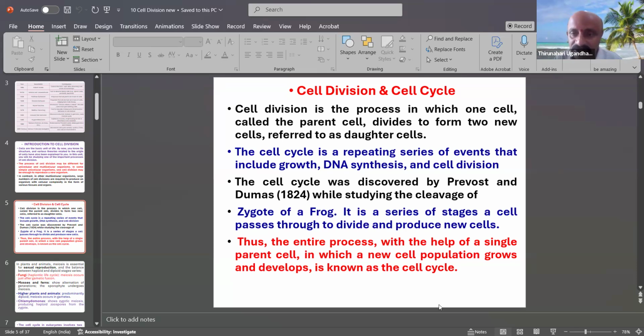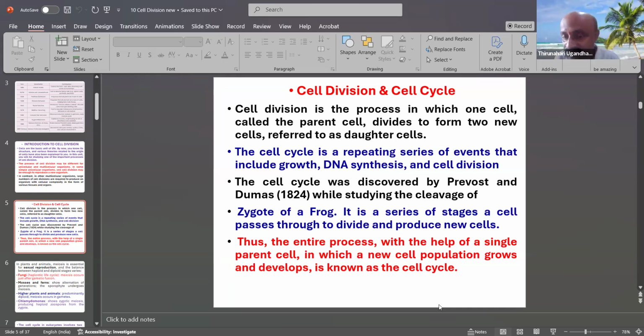The cell cycle was discovered by Prevost and Dumas in 1824 while studying the cleavage of the zygote of a frog. The frog male and female gametes fused to form a zygote. That zygote's cell division was reported by Prevost and Dumas. It is the series of stages a cell passes through to divide and produce new cells. Thus, the entire process, starting from a single parental cell, in which a new cell population grows and develops, is known as the cell cycle.